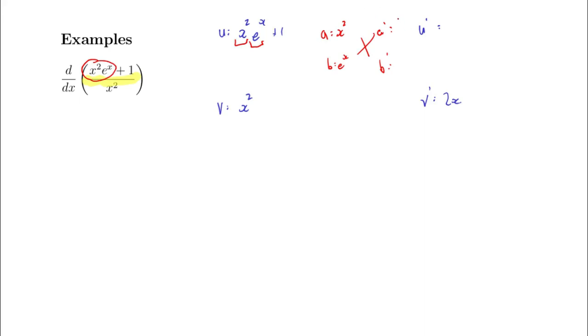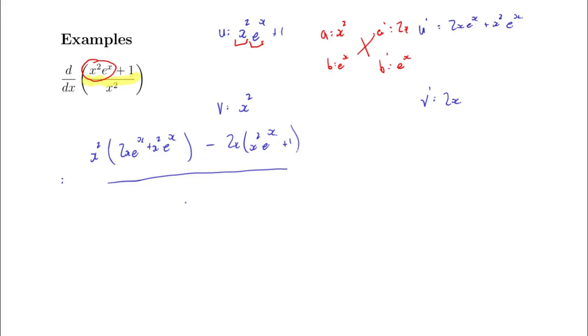All right, for the rest of us then, let's see what we can do. The derivative of x squared, we already know that that's going to be 2x, and the derivative of e to the x is itself, so we're good to go there. Notice that the plus 1 we don't have to worry about. It's just going to be 0 for our derivative. So now we've got 2x e to the x plus x squared e to the x. Now we'll do v times u prime, x squared times 2x e to the x plus x squared e to the x, minus u times v prime, 2x times x squared e to the x plus 1, all over v squared.